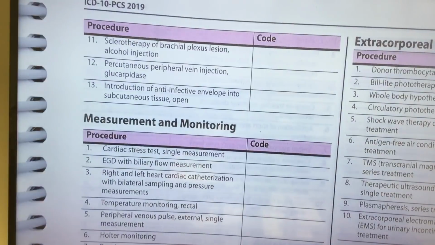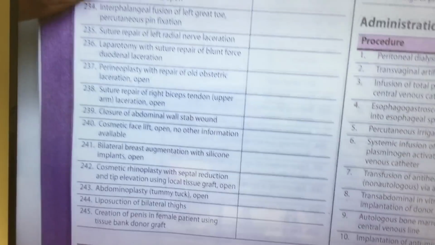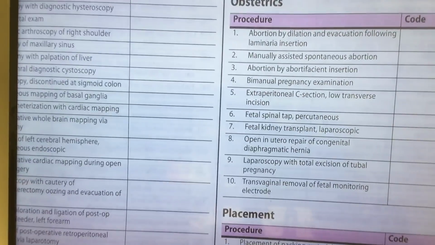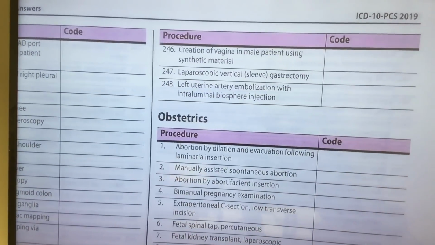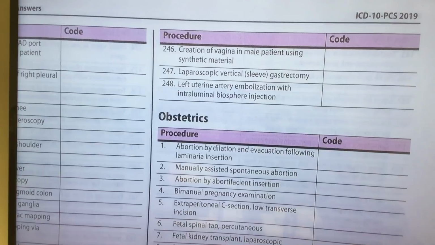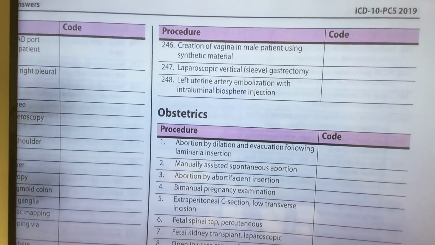Let's see how many questions we have for 2019. So for medical and surgical alone, 248 questions for the 2019 version where you can practice with this. That's just medical and surgical.